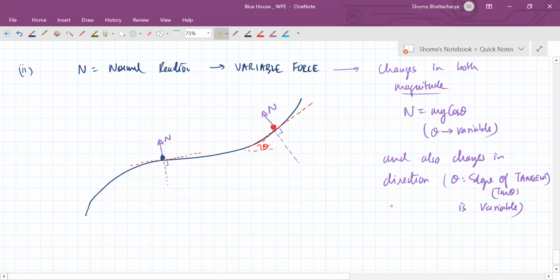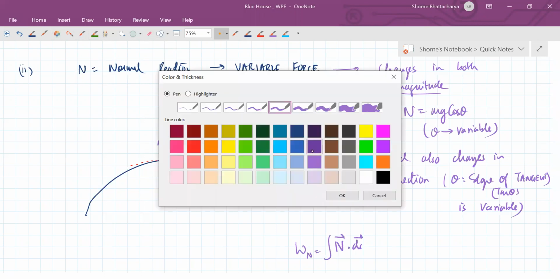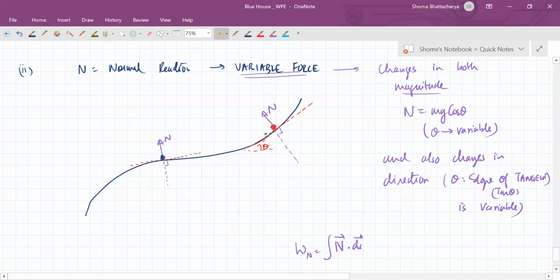Okay, so normal reaction is a variable force. So work done by normal reaction हमको कैसे निकालना पड़ेगा? By integration of N dot ds. Now how will we do this integration? Luckily we don't have to do this integration, because we can see that whatever the normal reaction is at any given point, the displacement ds is always perpendicular to it.